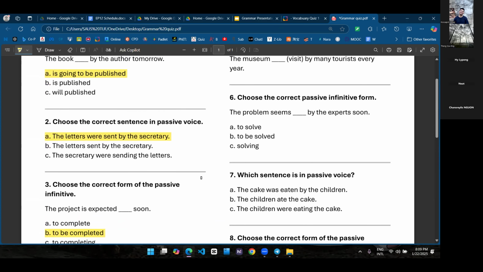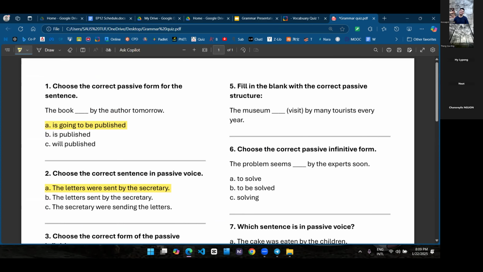Good. And number 5, fill the sentence with the correct passive structure. The museum, every year. So every year shows present simple. So that means we use is visited by many tourists every year.